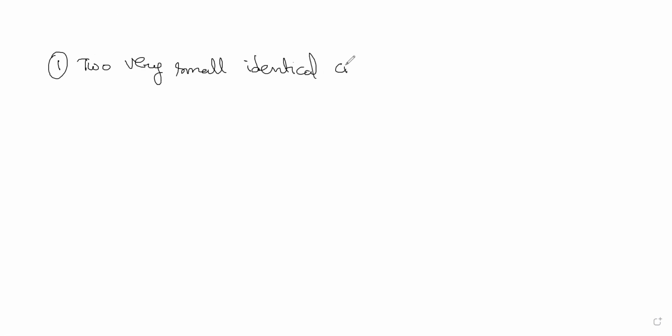Two very small identical circular loops, 1 and 2. You can think of them like A and B. I'll put it up like A and B. That would be fine. A and B carrying equal currents I.